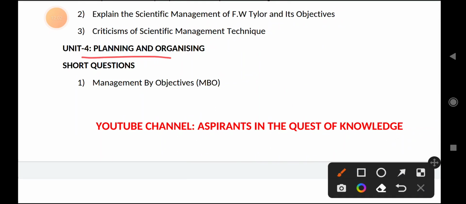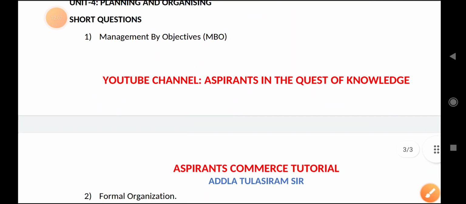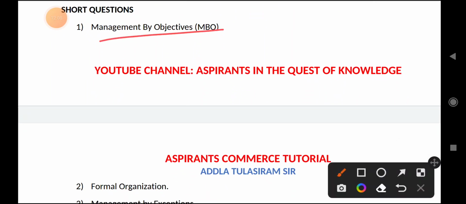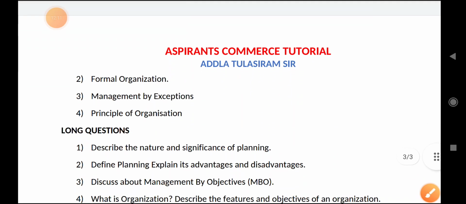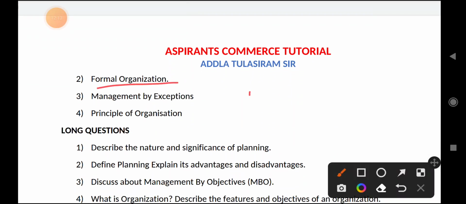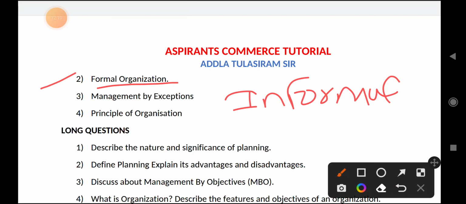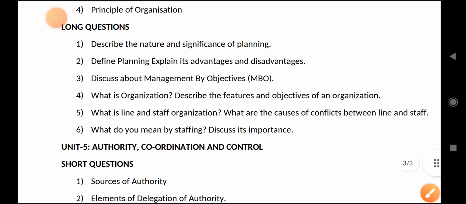Next, unit 4, planning and organizing. In this unit, short questions, management by objectives, formal organization, sometimes informal organization also will be asked. Generally formal organization will be asked. Management by exception and principles of organization. These are the important short questions.